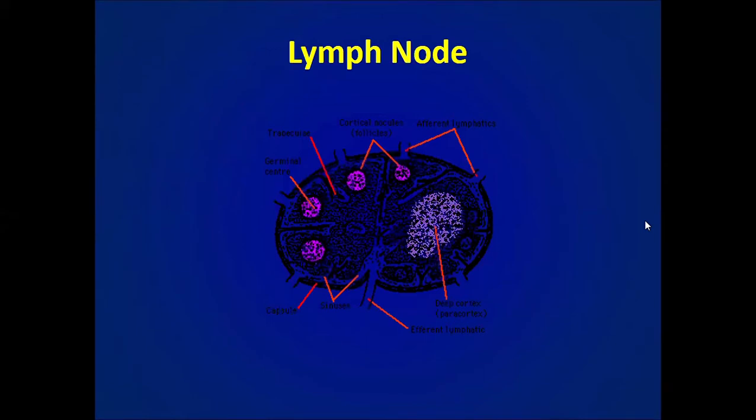Again, the cortical region is made up of the B cells. Then we have the paracortical region made up of the T cells, and the medulla is made up of macrophages and some B and T cells.